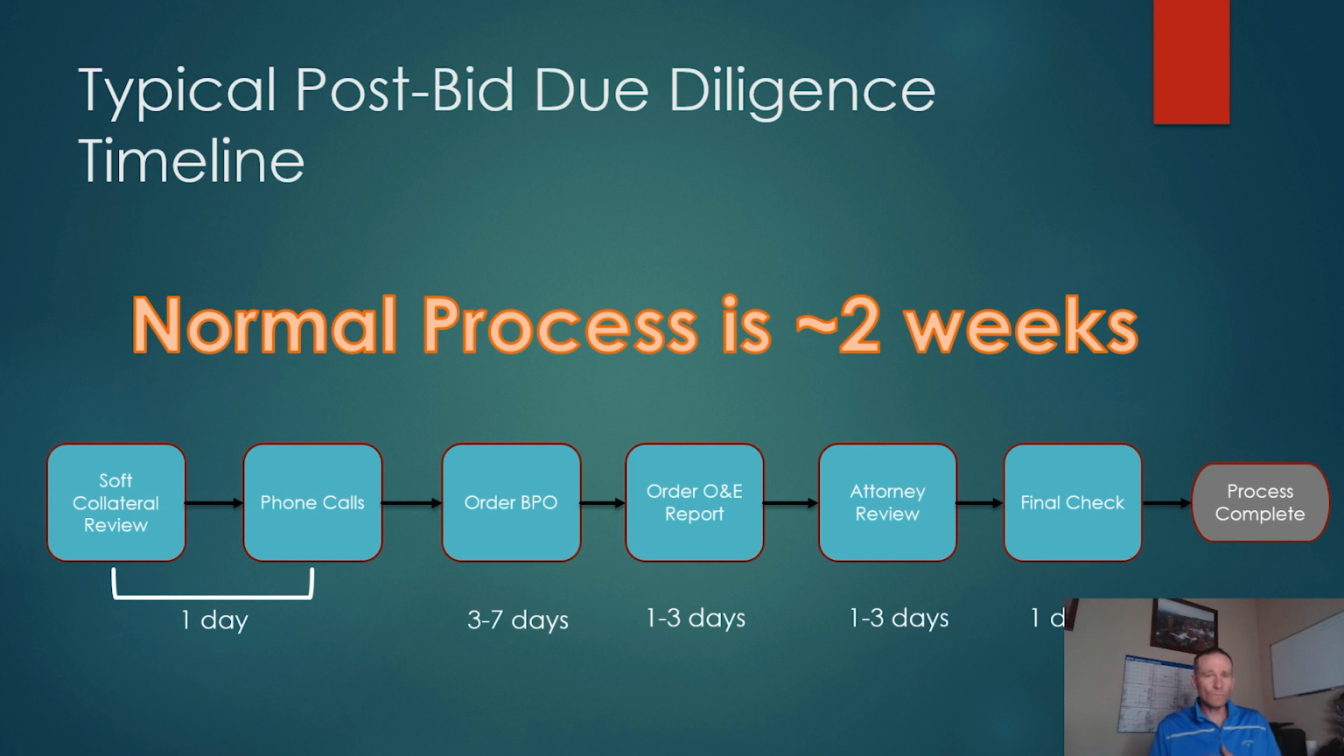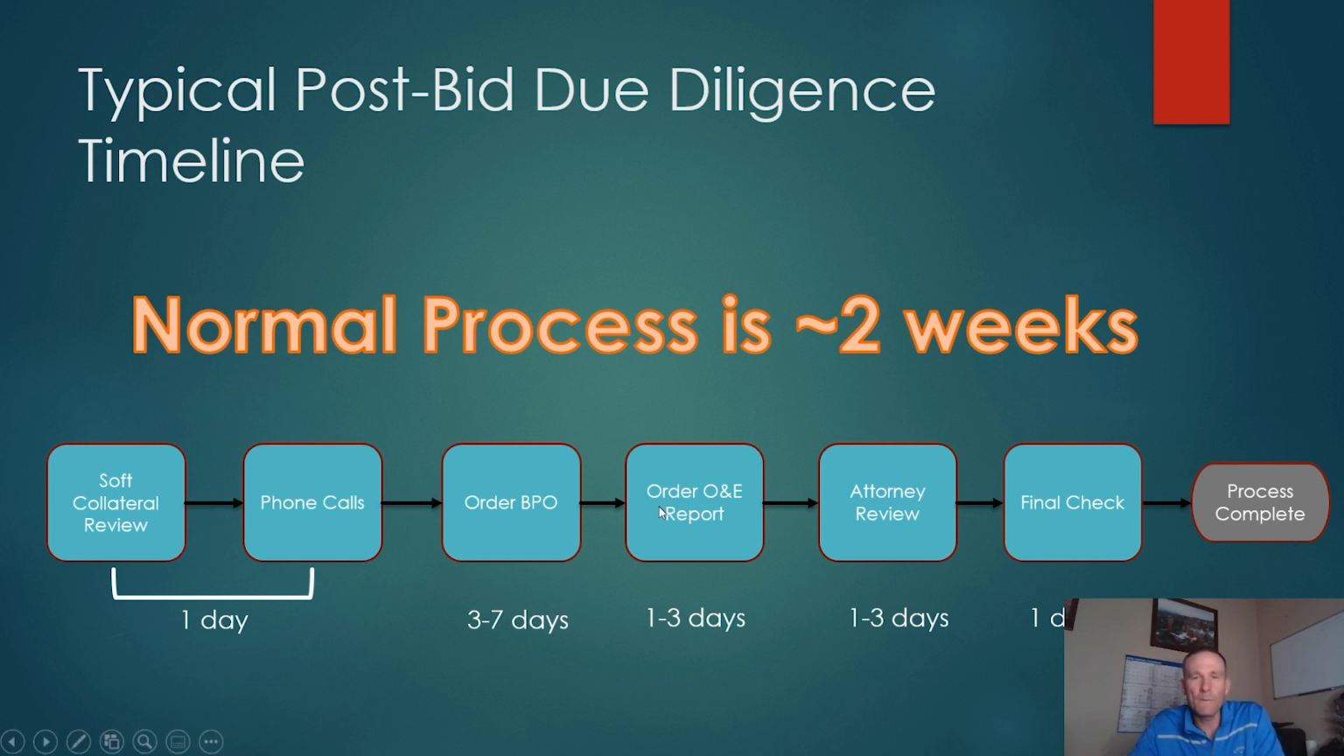Now, for a sort of normal process, it takes about 2 weeks. So assuming I'm going to do everything in series, I can do my soft collateral review myself, make phone calls. It only takes about a day, not that long, assuming it's one asset. Now, if you're doing a bunch of assets, that's going to take more time.